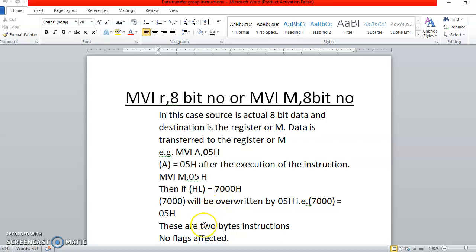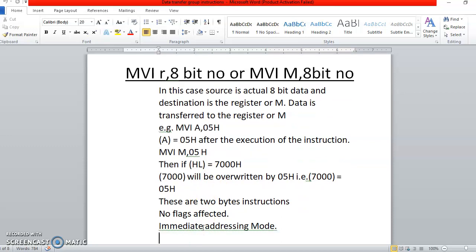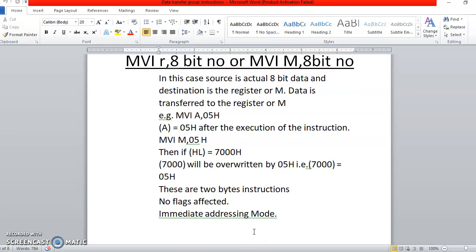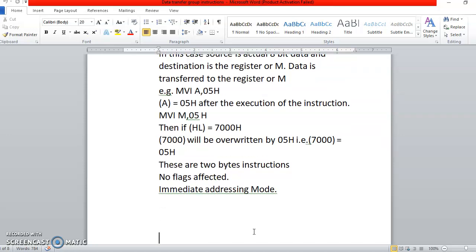These are 2-byte instructions, no flags are affected, and it can be either immediate addressing mode or indirect addressing mode, depending upon whether you are using the register or the memory in the instruction.